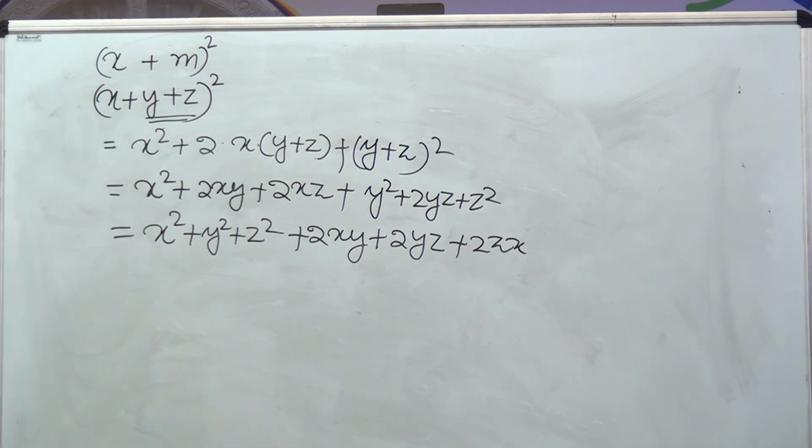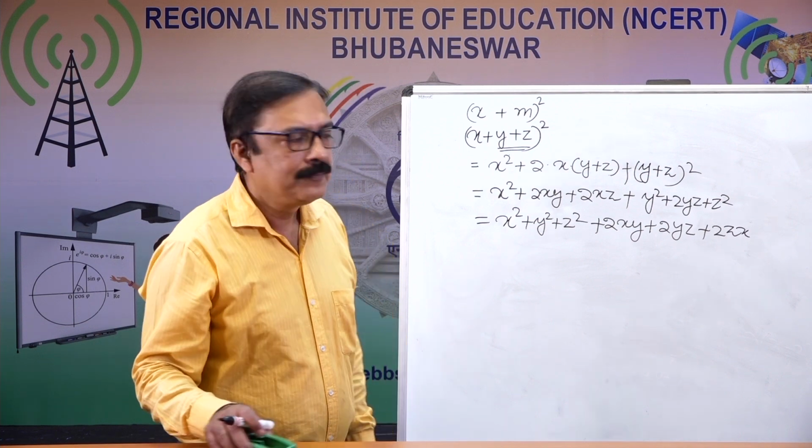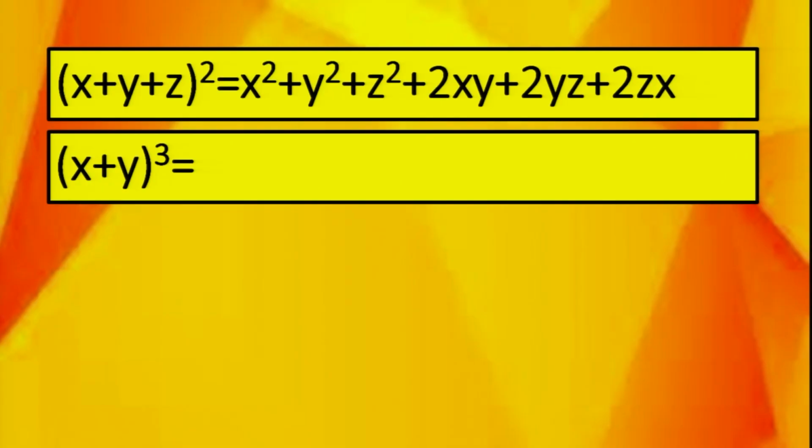So our identity is: x plus y plus z whole square is equal to x square plus y square plus z square plus 2xy plus 2yz plus 2zx. Let's discuss another one. Here we have x plus y whole cube.